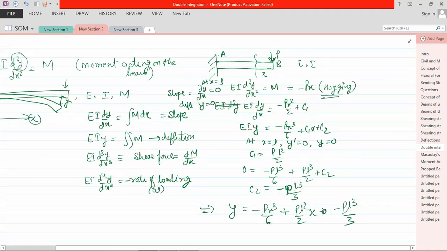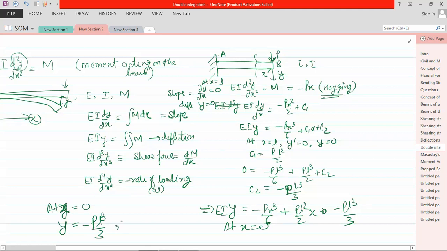Now what is the maximum deflection? What is the location where maximum deflection would occur? From general intuition, at x equal to 0, maximum deflection would occur. So at x equal to 0, y is equal to PL cube by 3 EI, and that is negative. Negative is coming because the deflection is in the negative y direction.